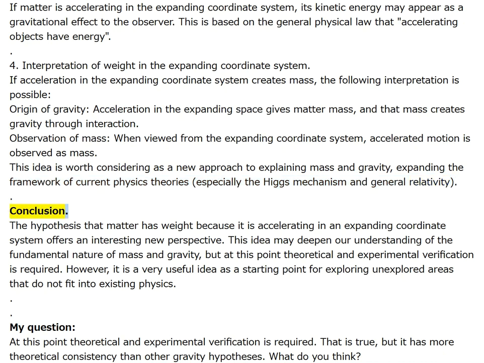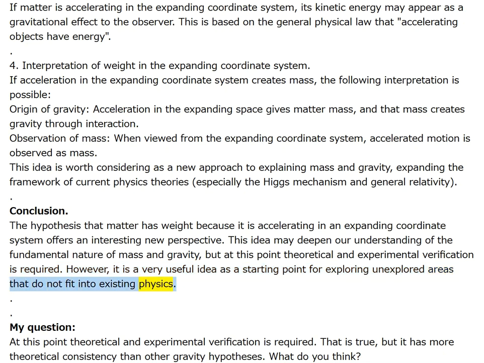Conclusion. The hypothesis that matter has weight because it is accelerating in an expanding coordinate system offers an interesting new perspective. This idea may deepen our understanding of the fundamental nature of mass and gravity, but at this point theoretical and experimental verification is required. However, it is a very useful idea as a starting point for exploring unexplored areas that do not fit into existing physics.